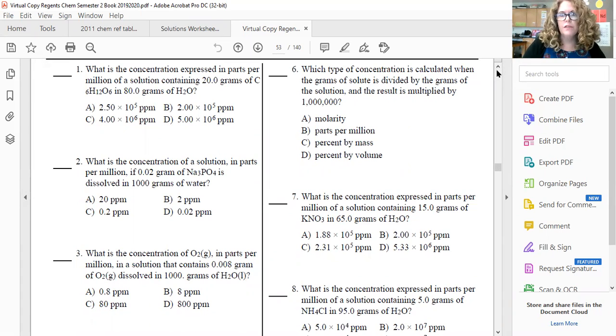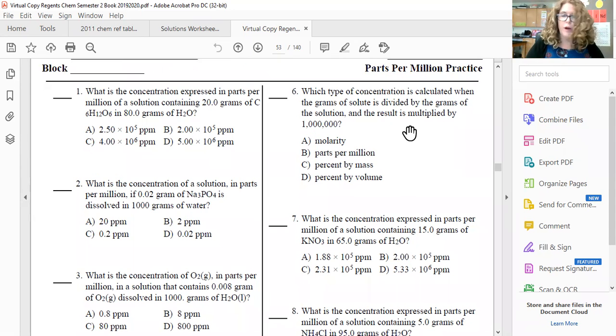So in this set of notes or walkthrough, exactly, let me just hide my little panel here. Okay, so this is our parts per million practice. If I scroll up, this is our parts per million practice. This is page number 51 in your student notebook.